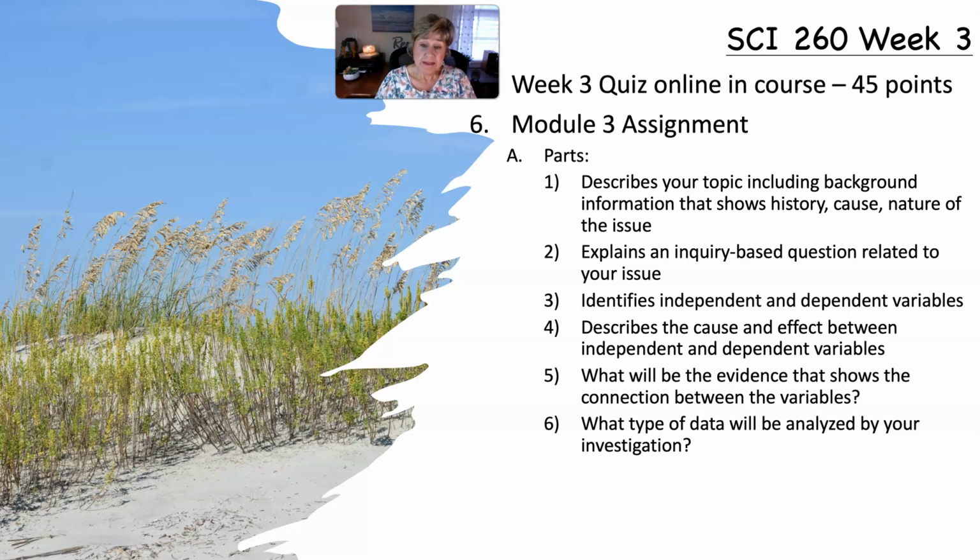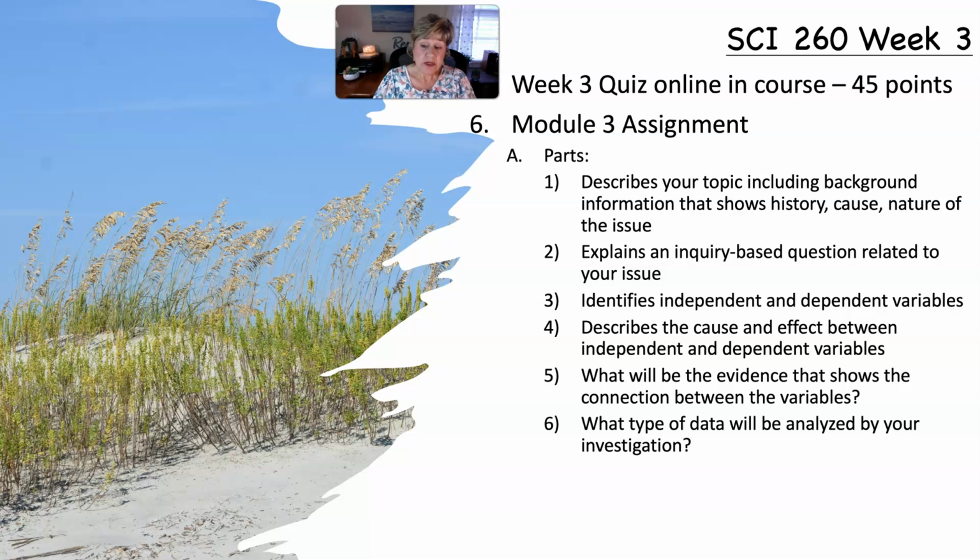And then you're going to identify the independent and dependent variables. In my example here, what was I changing as a scientist? The pH of the ocean water. Well, that's the independent variable. The dependent variable would be what I was measuring, and that's the loss of the calcium phosphate in the seashells.